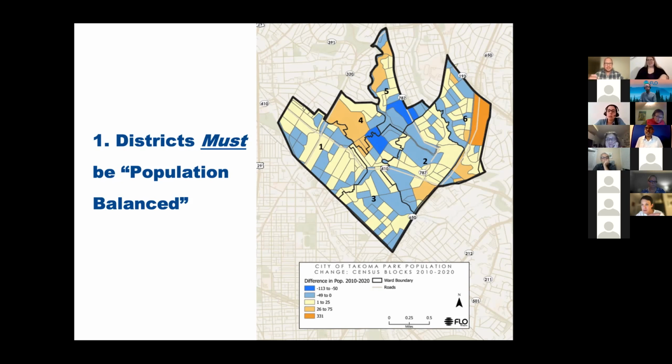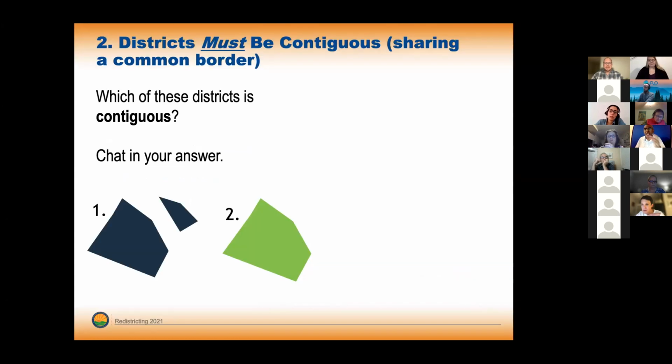And so with those changes in population, again, that changes the overall population of each of the existing wards. So one of the main goals, one of the main guidelines guiding this process is to ensure that all these districts, all these wards can be population balanced. So that's the first guideline, just to illustrate what is meant by population balanced. Secondly, this is one where I'm going to ask you all to chime in in the chat.